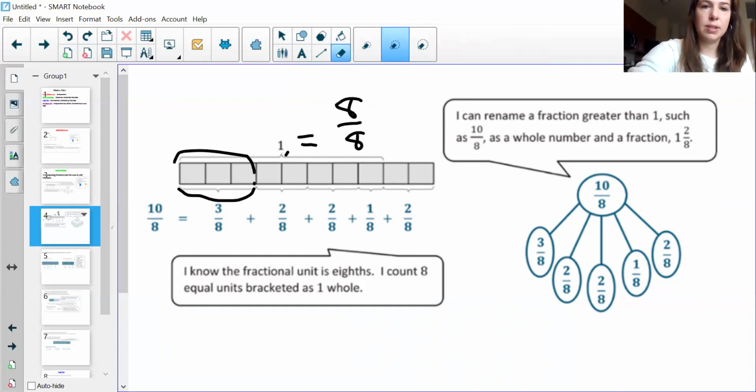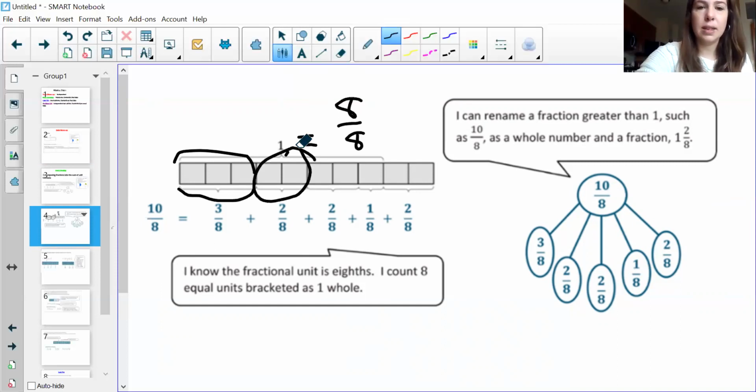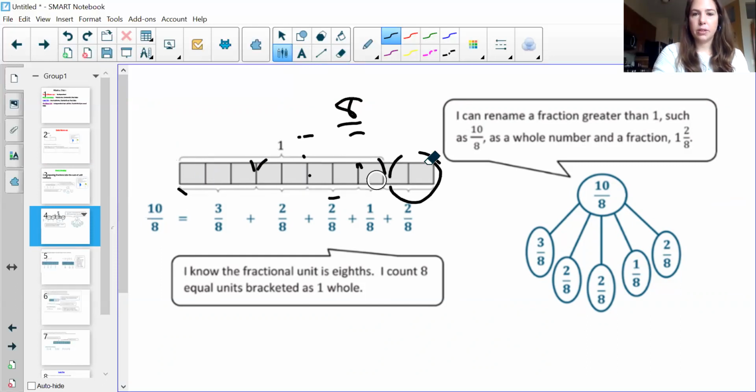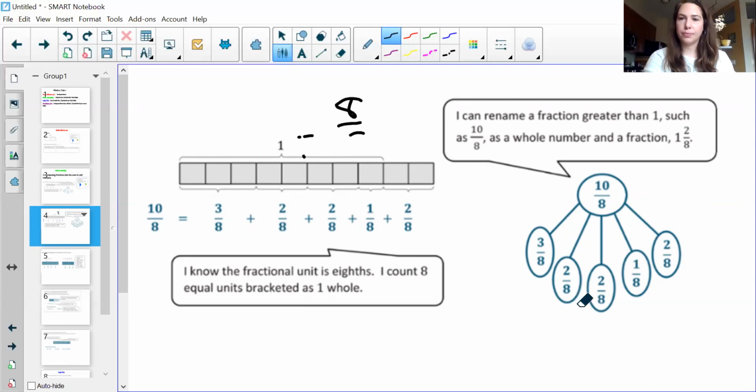I'm just getting used to this. So there's the 2/8, then another 2/8, then 1/8, and then another 2/8. So the brackets are what tell us how many pieces to group together. So then all they did was put it into a number bond.